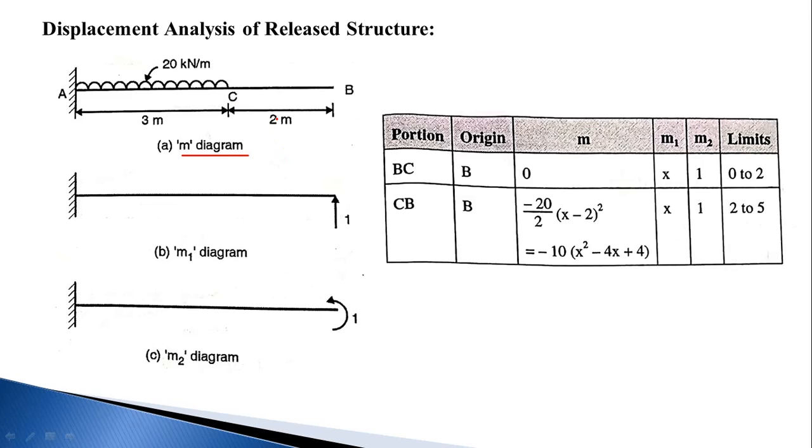Next I want to apply the redundant force on the free structure, that is RB, at point B. That unit is a 1 kilonewton unit load, that is the M1 diagram. In a similar way I apply the redundant force MB at point B. The intensity of the moment is 1, that is the M2 diagram. So by using this M diagram, M1 diagram and M2 diagram, form a table.